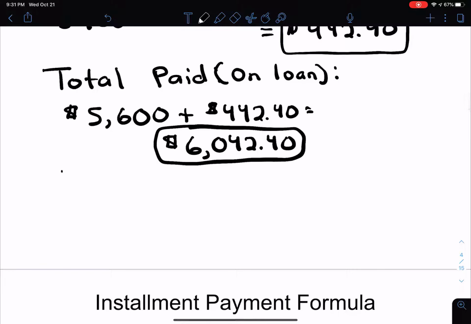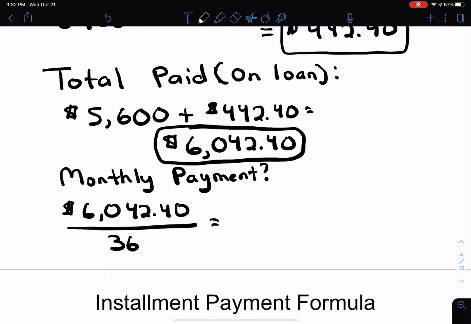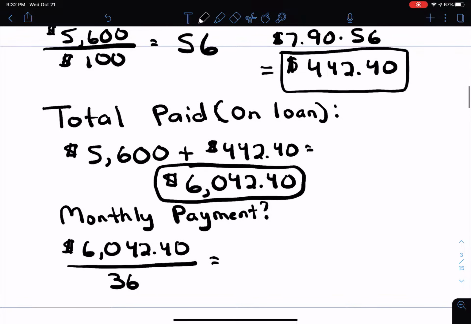So what kind of monthly payment do you need to make this happen? Well, that will be your principal plus interest over 36 months. So you take the $6,042.40 and you want to divide it evenly across 36 months. So you just divide like that and you get a $167.84 monthly payment.